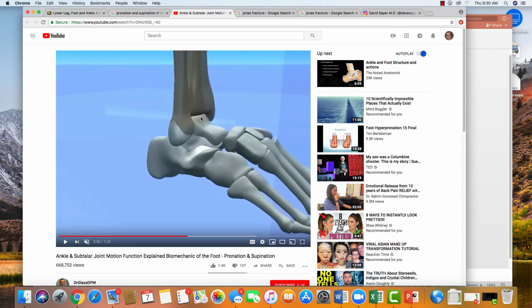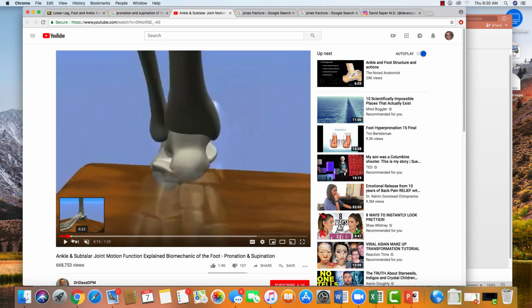So we've got the talocrural joint here, responsible for dorsiflexion and plantar flexion: bringing the foot up, pushing down on the gas pedal, bringing the toes down. Here, inversion, eversion. Very important concept. For sure is going to be a test question. Make sure that you understand how that works really well.